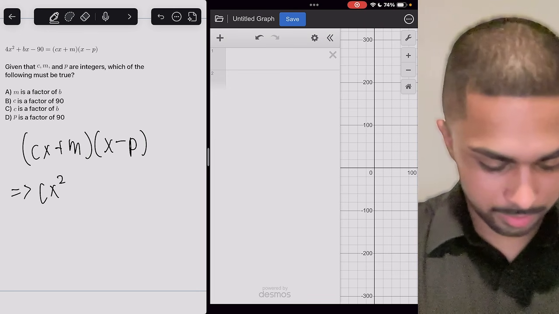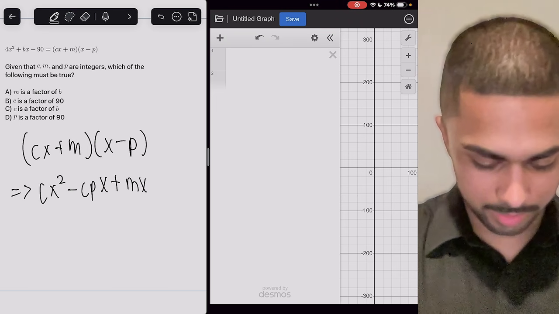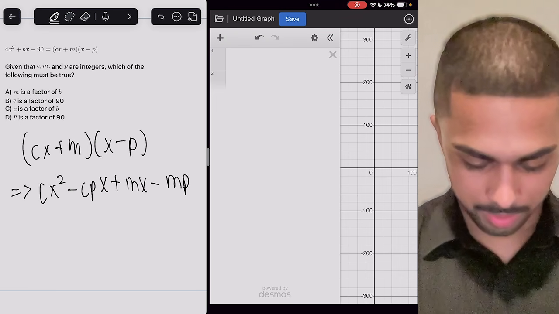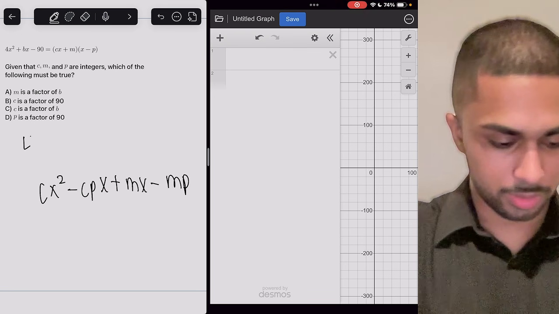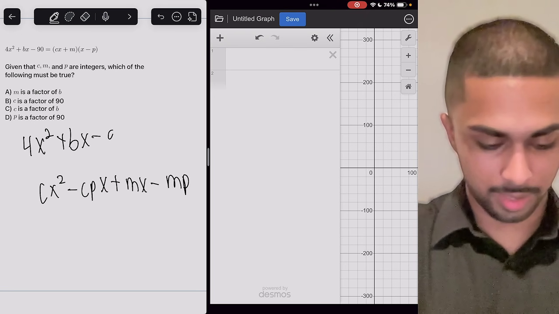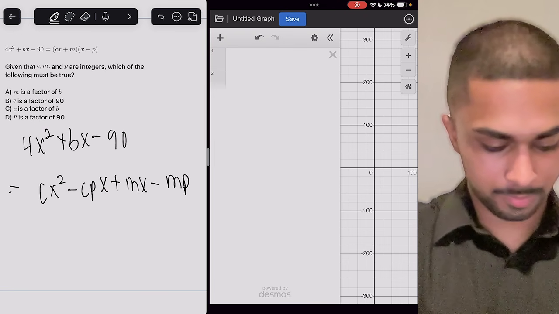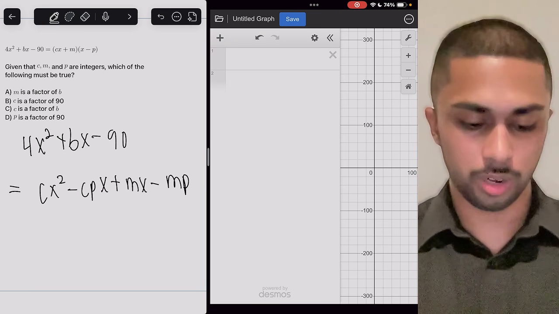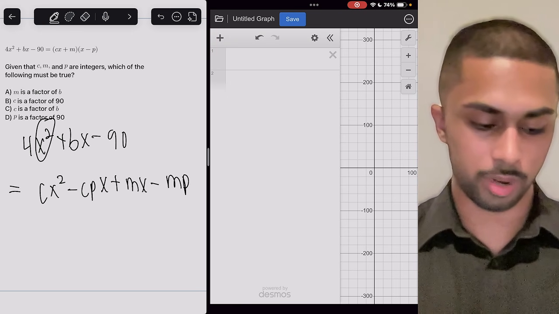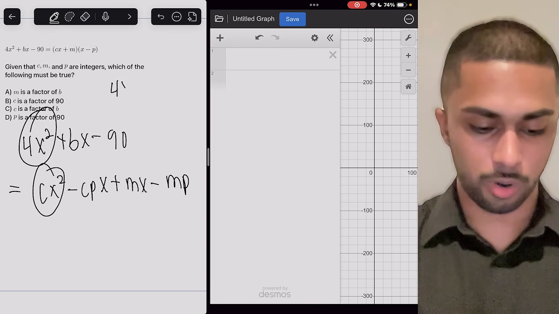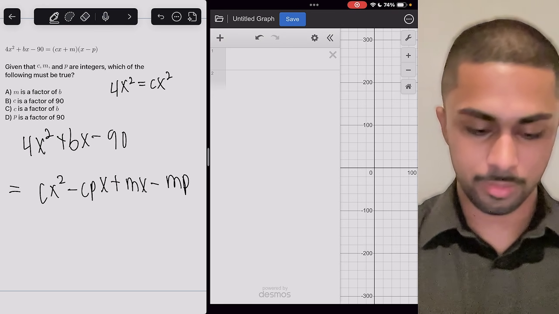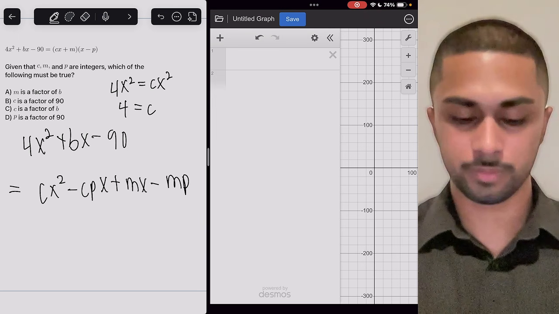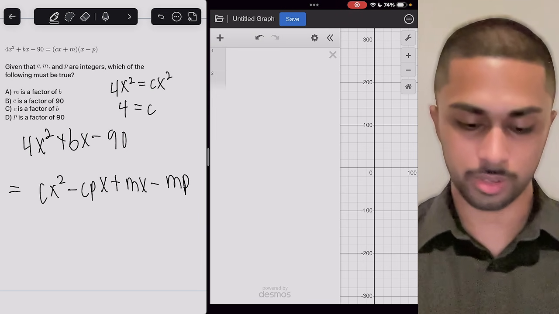Cx squared minus cpx plus mx minus mp. And all of this is actually equal to 4x squared plus bx minus 90 because they're equal. The only two terms that have an x squared are this and this. That means that 4x squared has to equal cx squared. They're the only terms with an x squared. Meaning c equals 4. Because you just divide x squared from both sides.